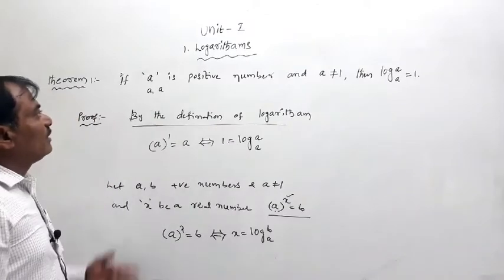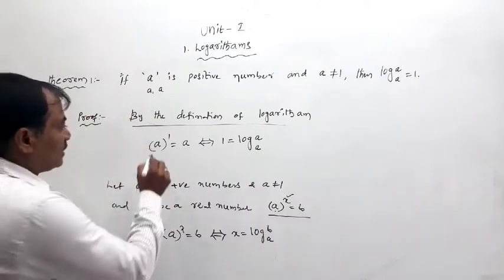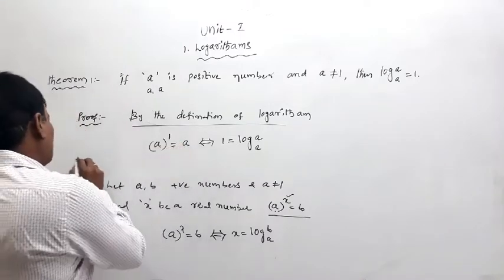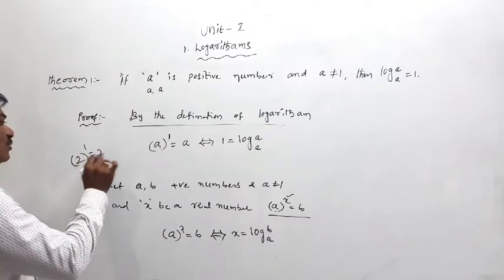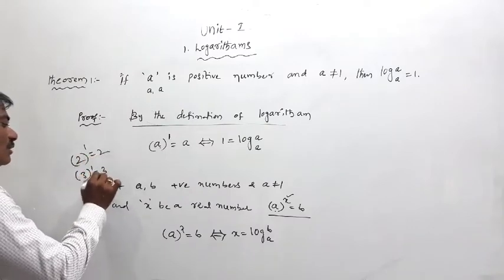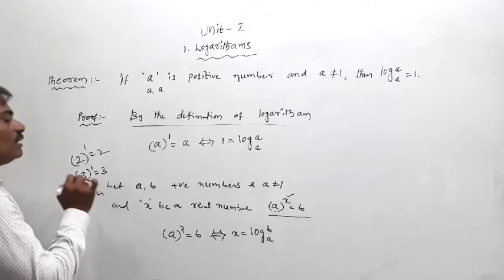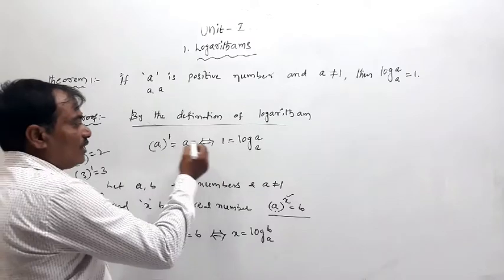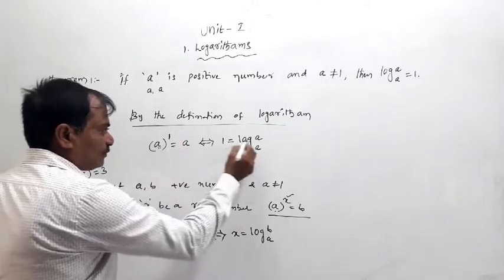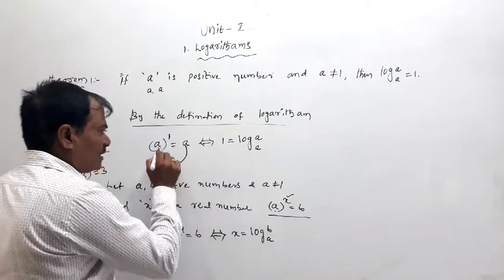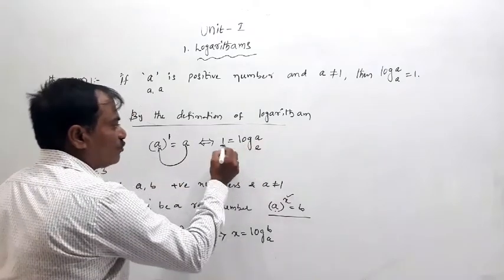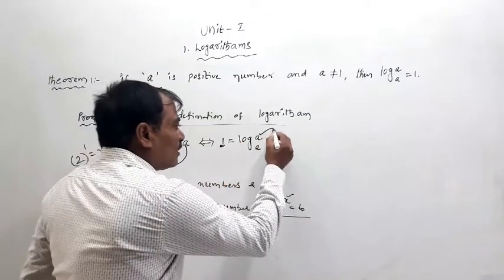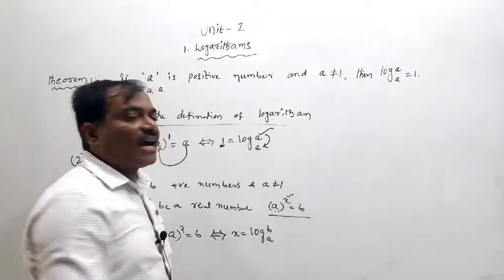By the definition, here a power 1 equals a. For example, 2 to the power of 1 equals 2, 3 power 1 equals 3, 4 to the power of 1 equals 4. Therefore a power 1 equals a if and only if logarithm of a to the base a equals 1. What is the meaning here? The logarithm of any number to the same base equals 1.